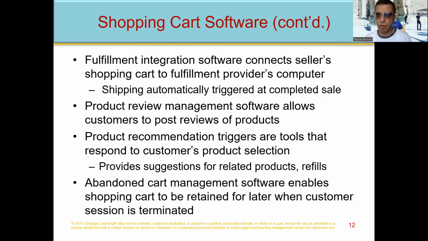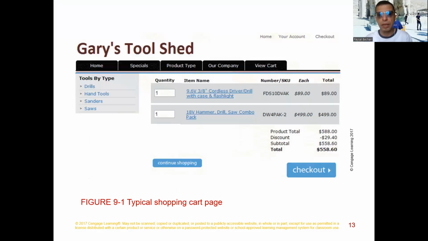Product review management software usually allows customers to post a review of a product. We also see product recommendation triggers, which are tools that respond to a customer's product selection and provide suggestions for a related product, probably refills. Abandoned cart software enables the shopping cart to be retained for later, so you just get out, come back, and you find it there when a customer session is terminated. And this is a sample. We can explain how it works.